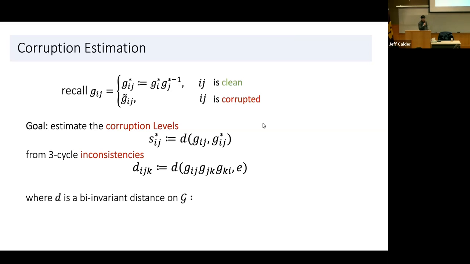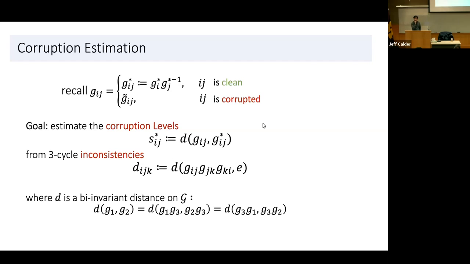But how can you estimate this Sij star from this Dijk in a mathematical way? As I mentioned, I gave an additional condition on this metric, and I make it bi-invariant, so it's invariant under both right and left group actions. Any question about this problem setup?